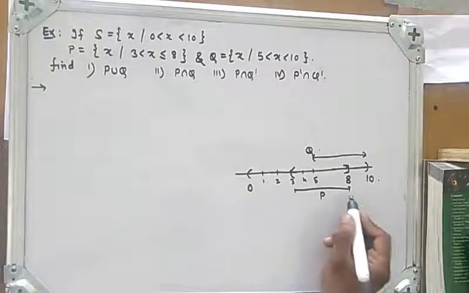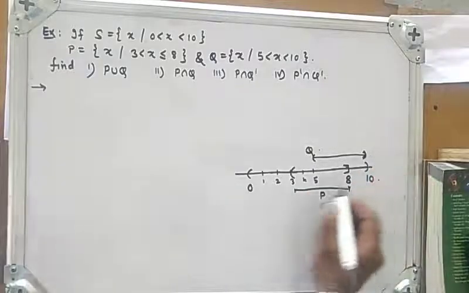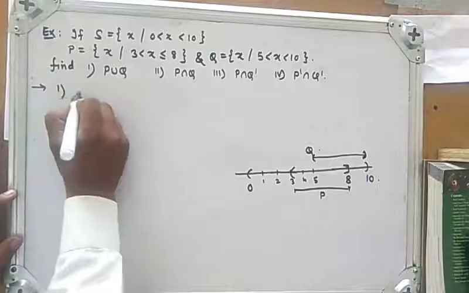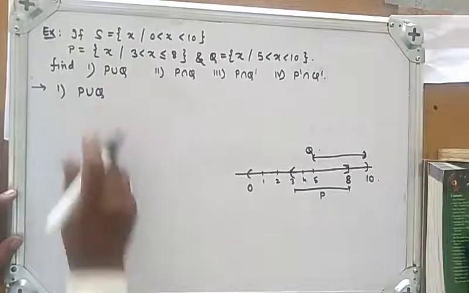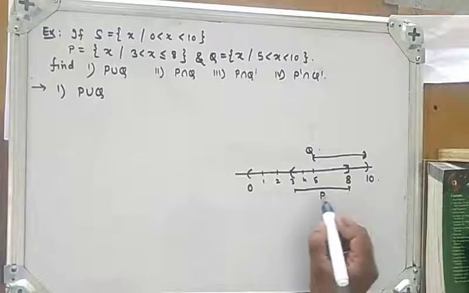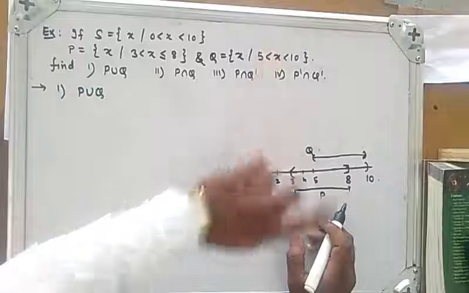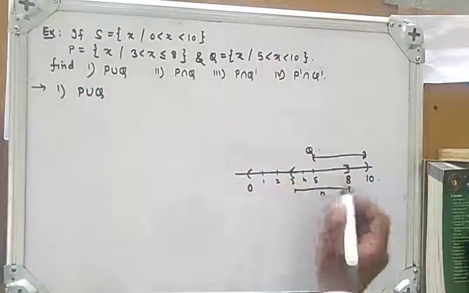So this is P and this is Q, right? Here up to 10. Then their union. First one, P union Q. Look at this line. What is the union? Union means the points which are either in P or in Q. So in both we will collect all the points.